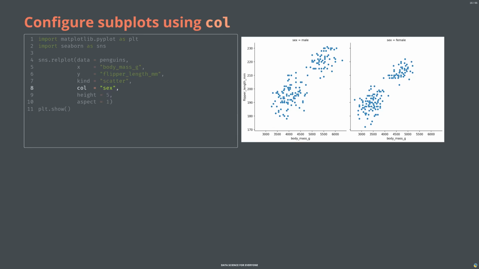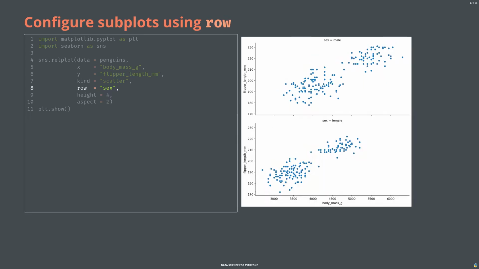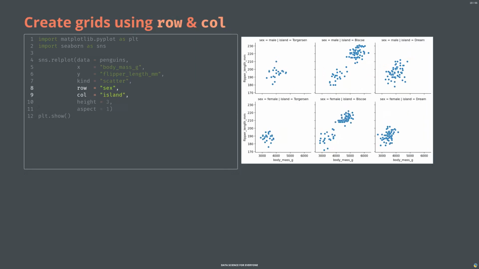To create subplots by different penguin sex, we can set the col argument to sex. This creates a separate scatterplot for male and female penguins, arranged horizontally in columns. By setting row equals to sex, we create a different scatterplot for males and females, but this time they're arranged vertically in rows. You can use both col and row parameters at the same time with relplot.